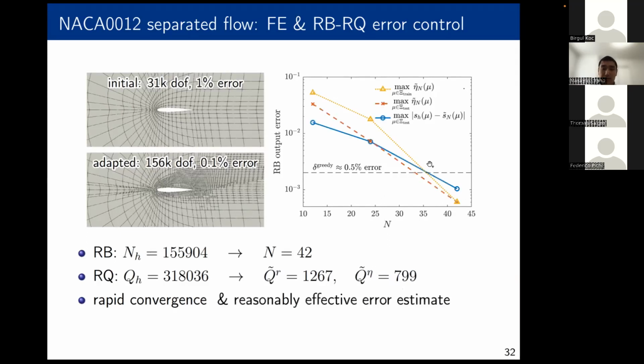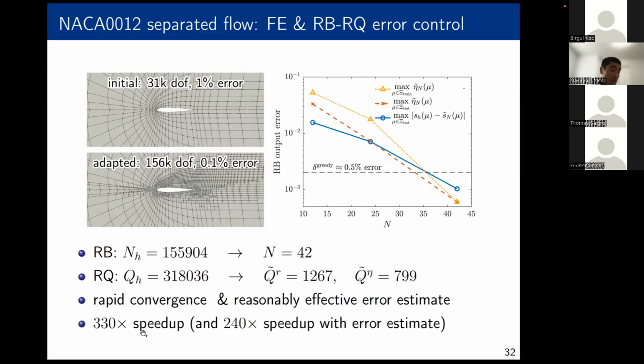Now, over the test set, we again see pretty rapid convergence. You might notice that the error estimate shown in the orange curve is not quite as good as the ones we have been getting for the steady state problem, but nevertheless, it still provides a reasonably effective error estimate. Now, in terms of computational speedup, it's on the order of 300 if we want to just compute the solution and the output. If we want to also equip that with an error estimate, we have to solve that unsteady adjoint problem, which is not exactly cheap. So speedup goes down to about a factor of 200.